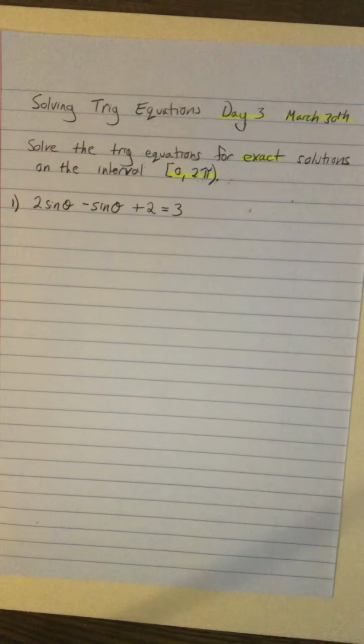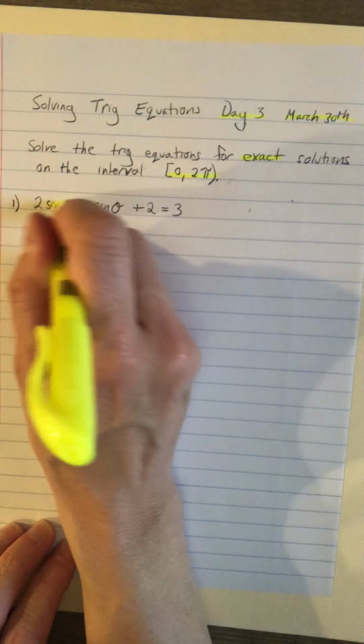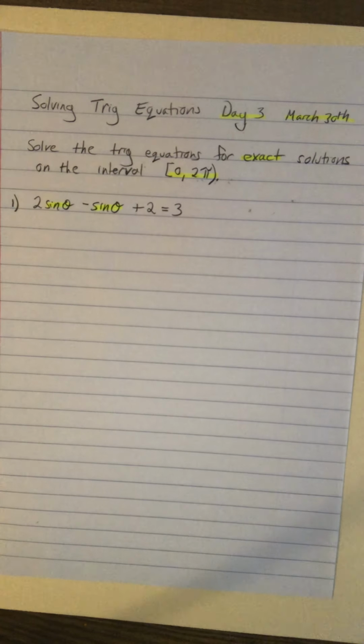Now our goal here, when we solve trig equations, our first goal is to isolate our trig term, so to get that sine theta by itself. In this case, I have sine theta appearing twice. However, they're both just sine theta, and not one of them has a squared. Therefore, these are like terms.